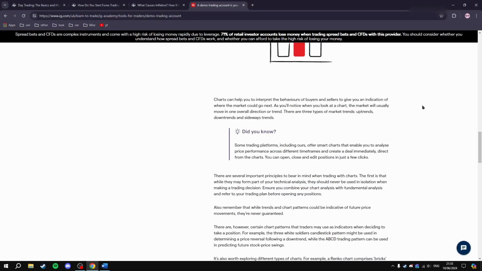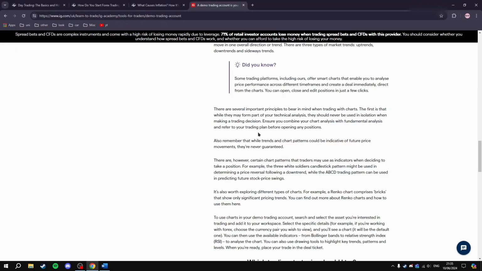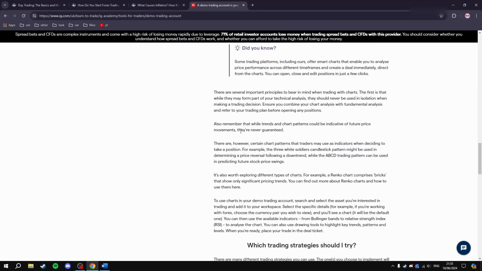As you'll notice when you look at a chart, the market will usually move in one overall directional trend. There are three types of market trends: upward, downward and sideways. Some trading platforms, including ours, offer smart charts that enable you to analyze price performance across different time frames and create a deal immediately, direct from the charts. You can open, close, and edit positions in just a few clicks.